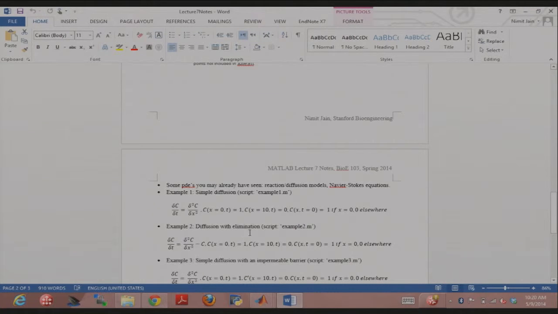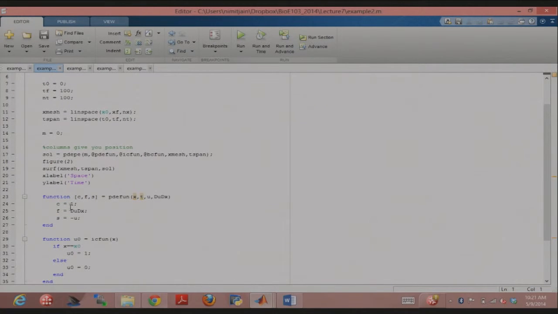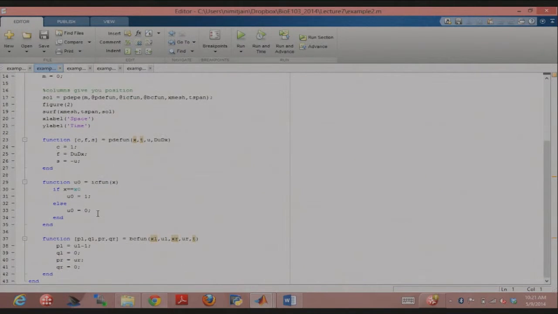Here I have diffusion with elimination, okay? So my equation has changed, which means that something in PDE fun will change. What will change in PDE fun? Now I have a sourcing term, the S term is there, so I'll just add that. The boundary conditions are all the same. So let's look at example two. That's the only change I think I've made. The geometry is the same. All I've done is added this S, which is now minus U. Everything else is the same, I run that.